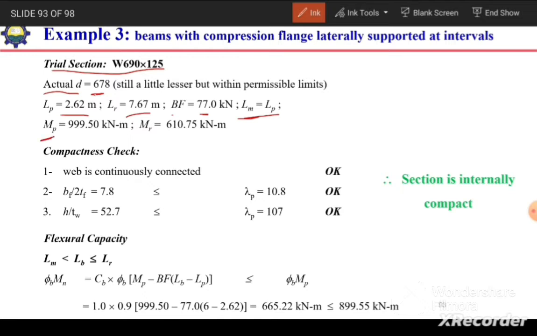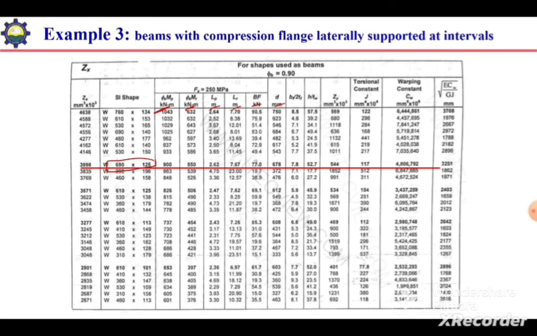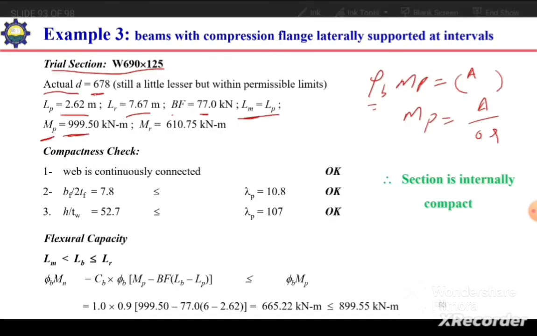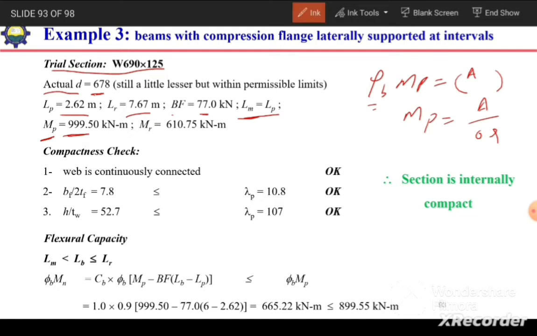And Mp is 999. Actually, we select the value of φb Mp, which is equal to some value, for example A, and to calculate the value of Mp, we need to divide this A by the 0.9 φb factor. So here we see the φb Mn is 900. Once we divide it by 0.9, its value will become 999. Similar will be the case for Mr, because we select the value of φb Mr, so we need to convert it into the Mr value.